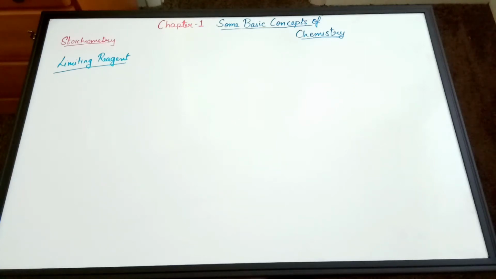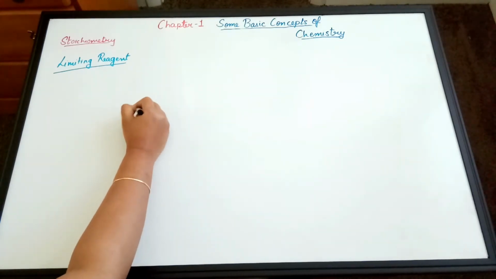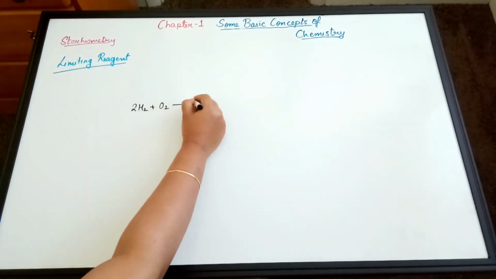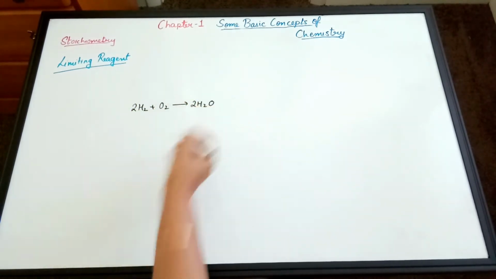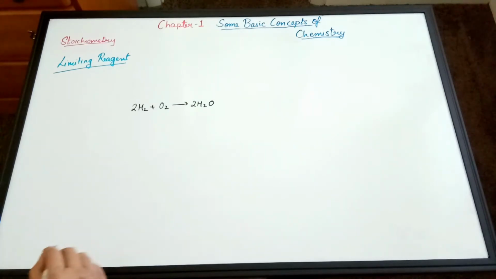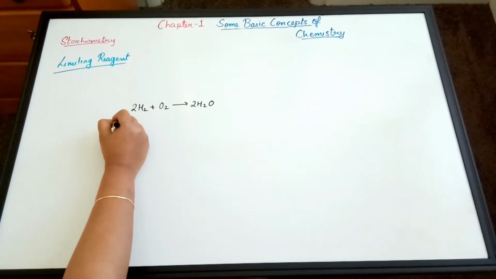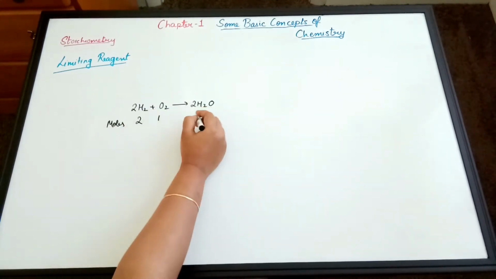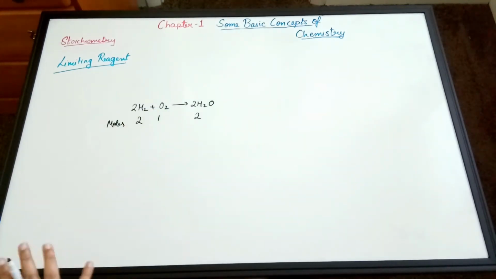This video is going to be about limiting reagent. Instead of talking about what a limiting reagent is and how to do all of that, we are going to be taking an example. So 2H2 plus O2 gives rise to 2H2O. Now, based on the stoichiometric calculations we've done till now, the number of moles of hydrogen is 2, the number of moles of oxygen is 1. They give rise to 2 moles of water.